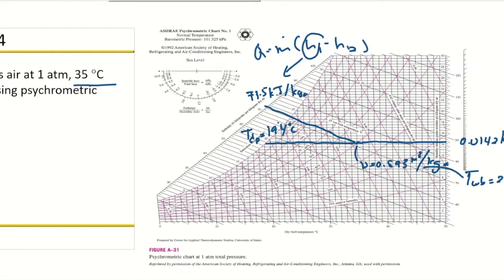For the next section, we're going to continue using the psychrometric chart, but in terms of processes, simple heating, simple cooling, and so on. So we continue with the next section.